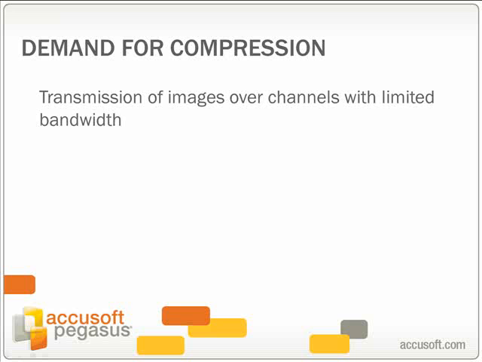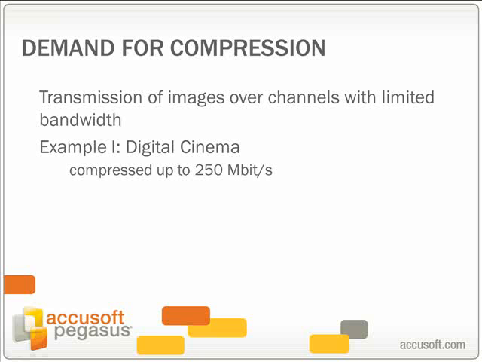Let me give you two examples that show how essential the compression of image data is. For digital cinema, each up to 4000 times 4000 pixel frame is compressed individually. Despite the fact that compression is applied, the bitrate gets up to 250 megabits per second. A 90-minute movie occupies roughly 170 gigabytes of disk space.